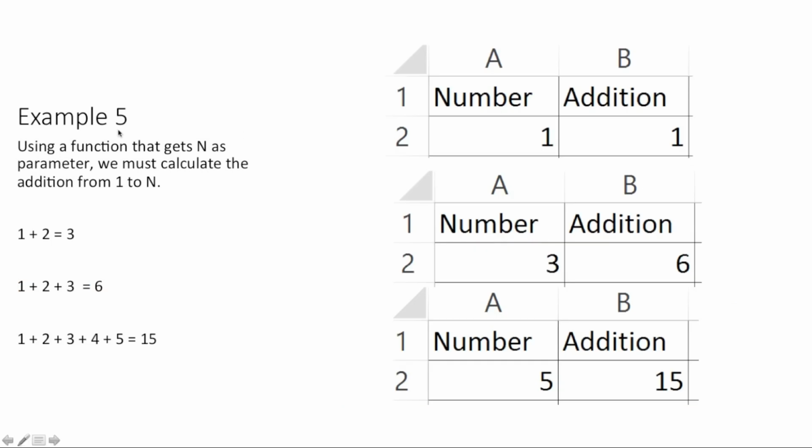Here you have the example 5, using a function that gets n as parameter. We must calculate the addition from 1 to n. So if we have from 1 to 2, it's 3, from 1 to 3 is 6, and from 1 to 5 is going to be 15. There you have the different values expected to be returned from our function with this loop we have to define.